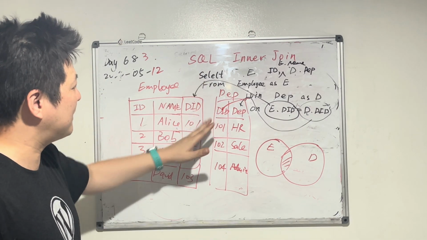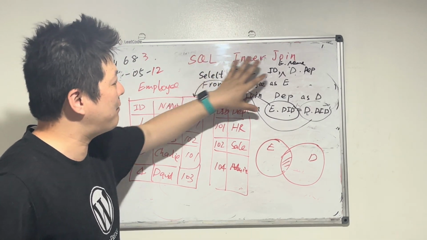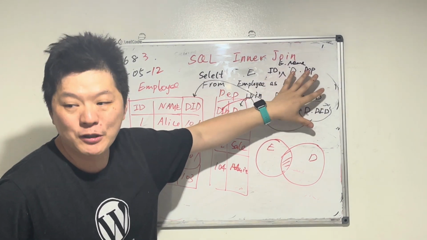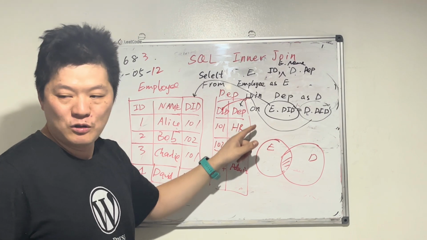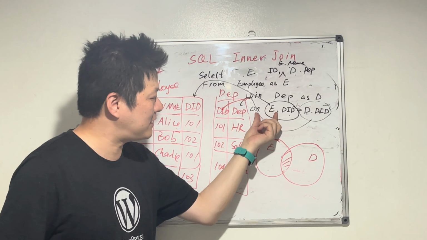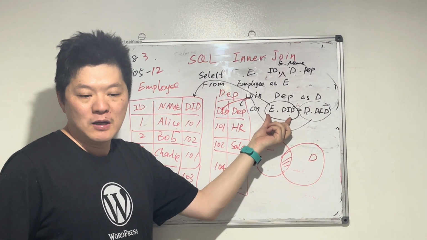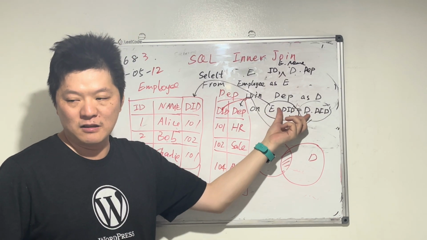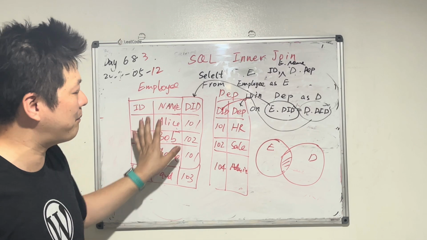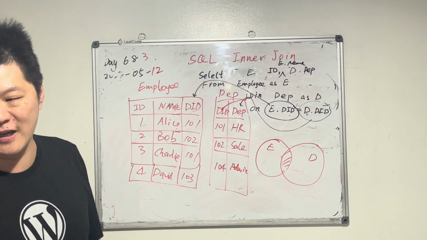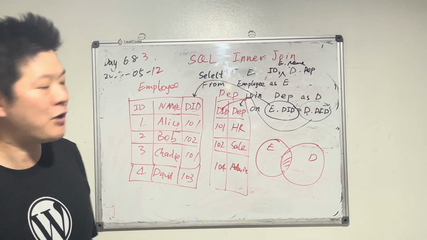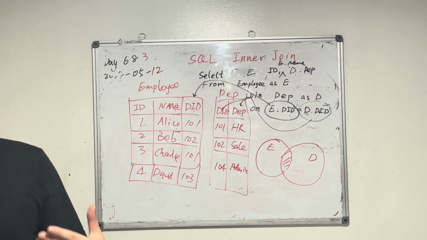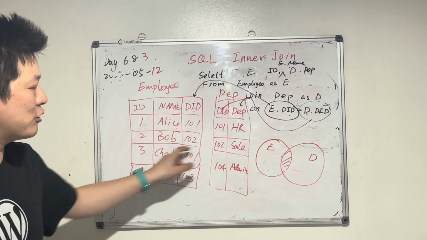So we have this syntax: select something from table 1 inner join table 2 on what? This is the key part. We want to give the common columns. What's the connection between these two tables? How can we join them? Can you give me a reason why we can join these two tables?